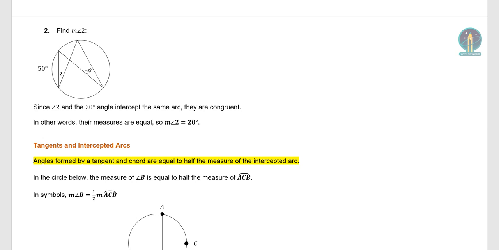Find the measure of angle 2. Well, angle 2 and this angle both intercept this arc. Therefore, angle 2 has to equal this angle, 20 degrees, because they are congruent.